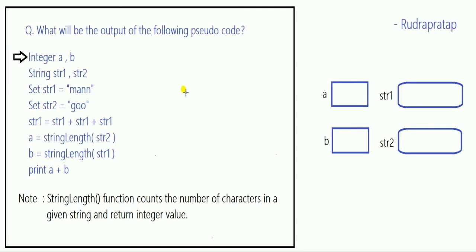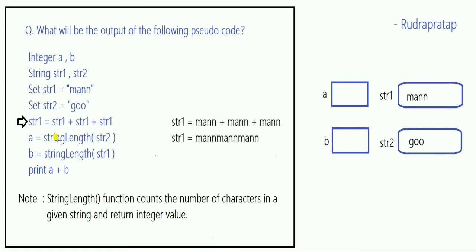This is a string based question, and in this question we have two integer variables a and b. I have represented them on the right hand side of the screen, and after that we have two strings, str1 and str2, and we know that if it is assigned directly by the equal to operator then it will be represented in the string constant pool. So we have the value of str1 equal to MANN and the value of str2 is GOO.